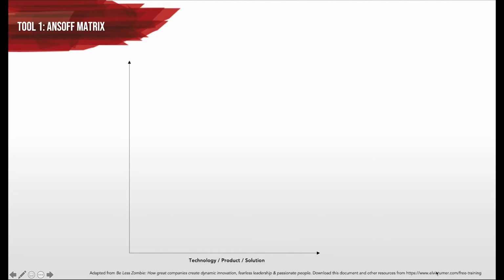Two axes running along the bottom, we've got technology, product, solution. It's the stuff we make. What do we actually do? And on the vertical axis, we have the customers and the markets. So what do we do? Who do we serve?